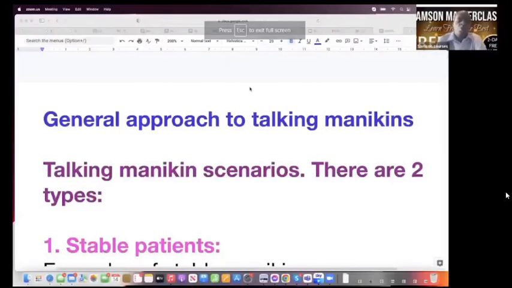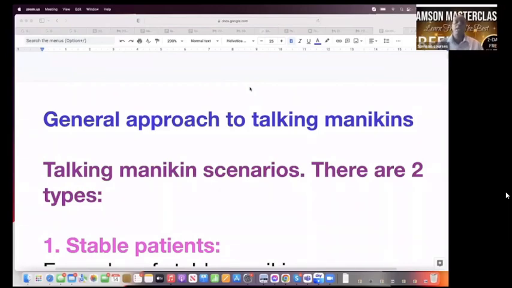We are going to go through the talking mannequins. In particular, the talking mannequins are about the assessment of the unwell patient. So we're going to be looking at an ABCDE algorithm on how to assess an unwell patient, and then look at different common scenarios, such as asthma and anaphylaxis. We'll look through those ones.